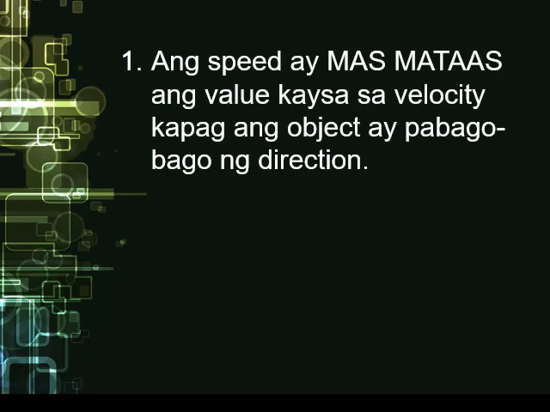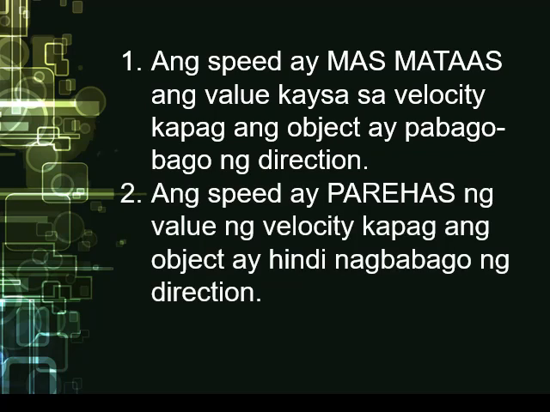So, ang speed ay mas mataas ang value kaysa sa velocity kapag ang object ay pabago-bago ng direksyon. At ang speed ay parehas ng value ng velocity kapag ang object ay hindi nagbabago ng direksyon. So, para tong sa distance at saka sa displacement. Magkaparehas ng value yung distance at displacement kapag hindi nagbabago ang direksyon ng object. Pero kapag nagbabago ang direksyon ng object, usually mas mataas ang distance kaysa sa displacement. Ganun din sa speed at saka sa velocity. Kapag pabago-bago ang direksyon ng object, mas mataas ang value ng speed kaysa sa velocity. Pero kapag hindi nagbabago ang direksyon ng object, parehas lang yung value nilang dalawa.